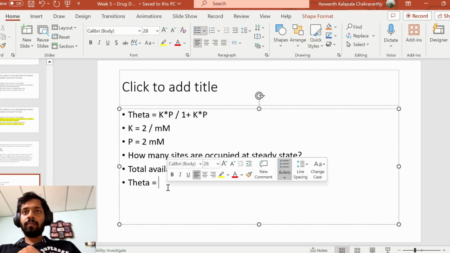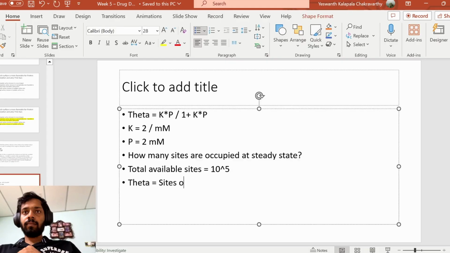So, sites occupied divided by total available sites. So this is the information that we have. Fairly straightforward. So we can calculate theta from here. Theta would be K times P, which is 2 times 2, divided by 1 plus 2 times 2. So that would be what? 2 times 2 is 4, over 5.